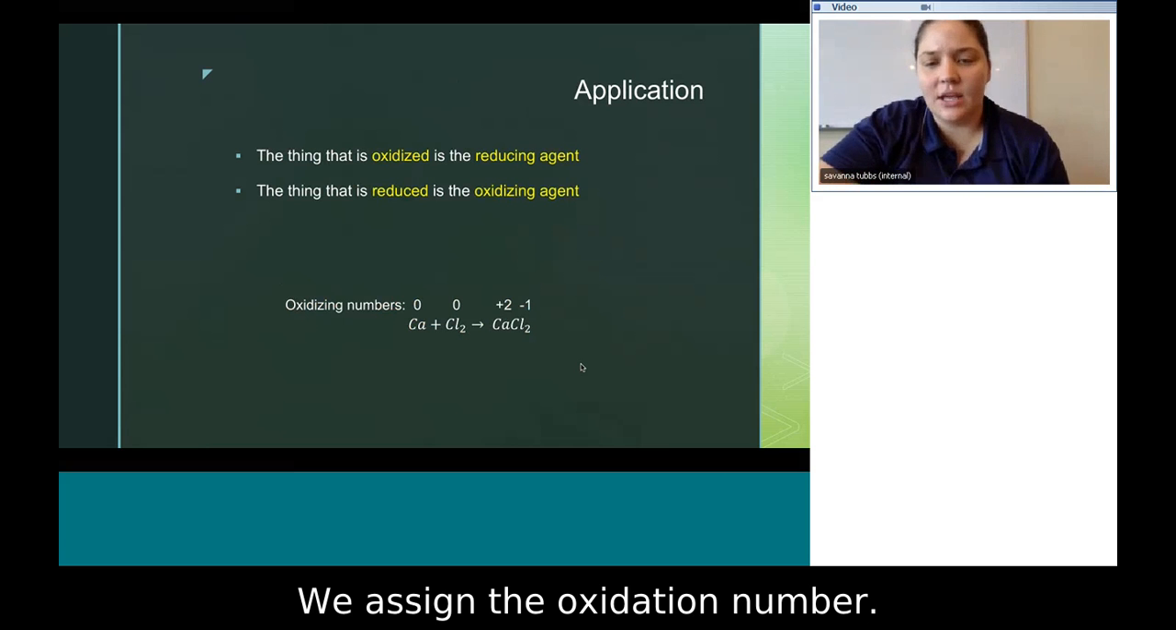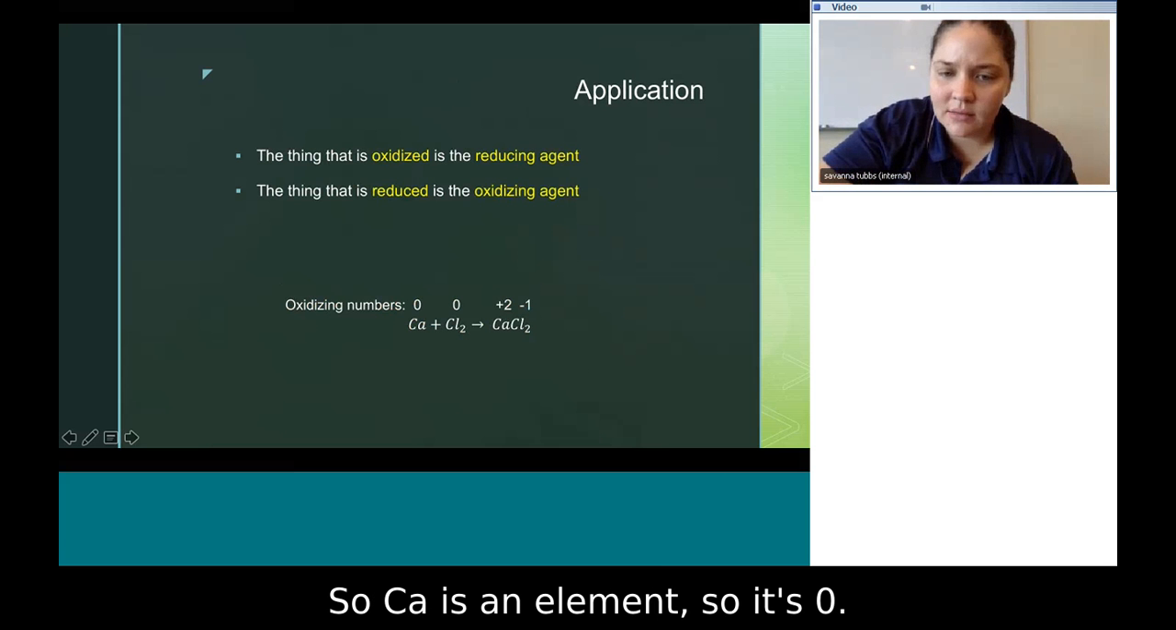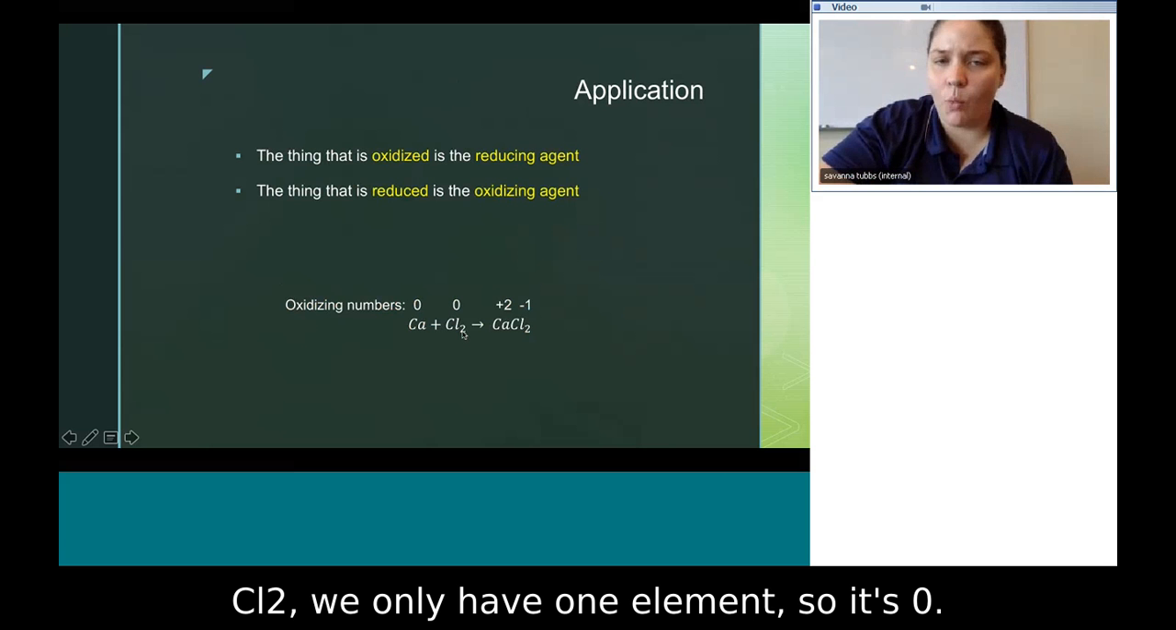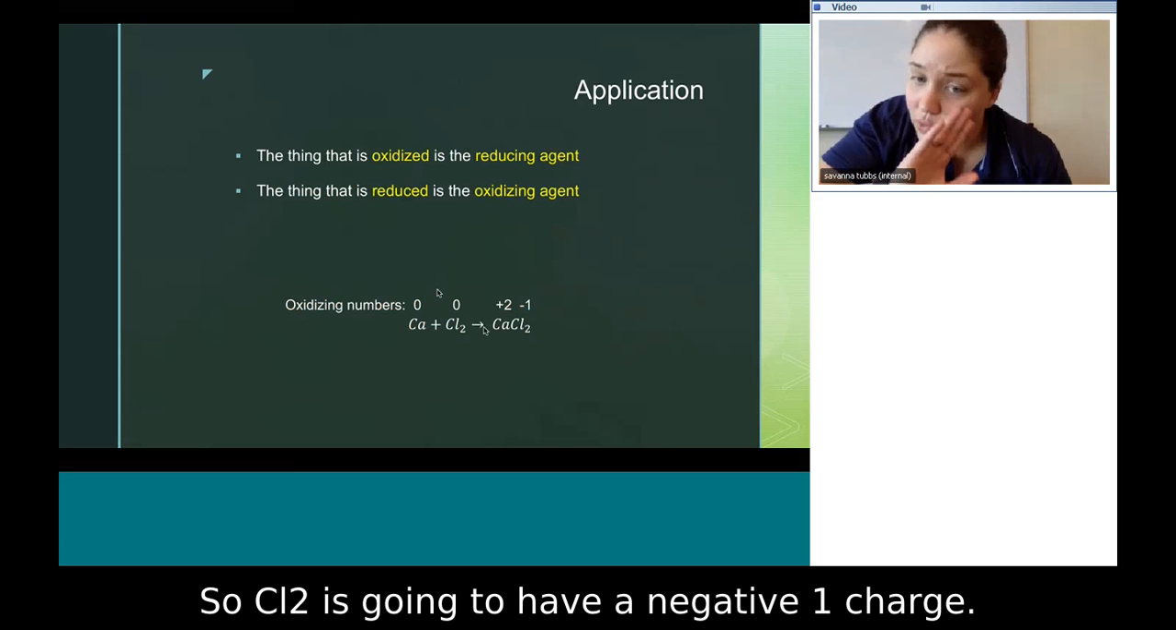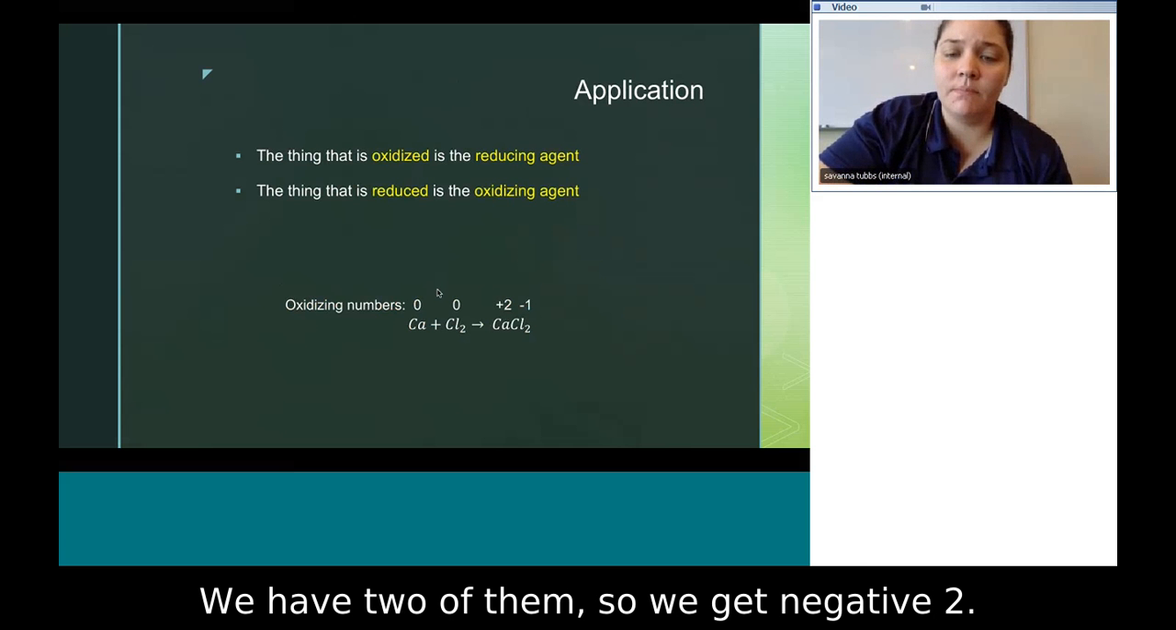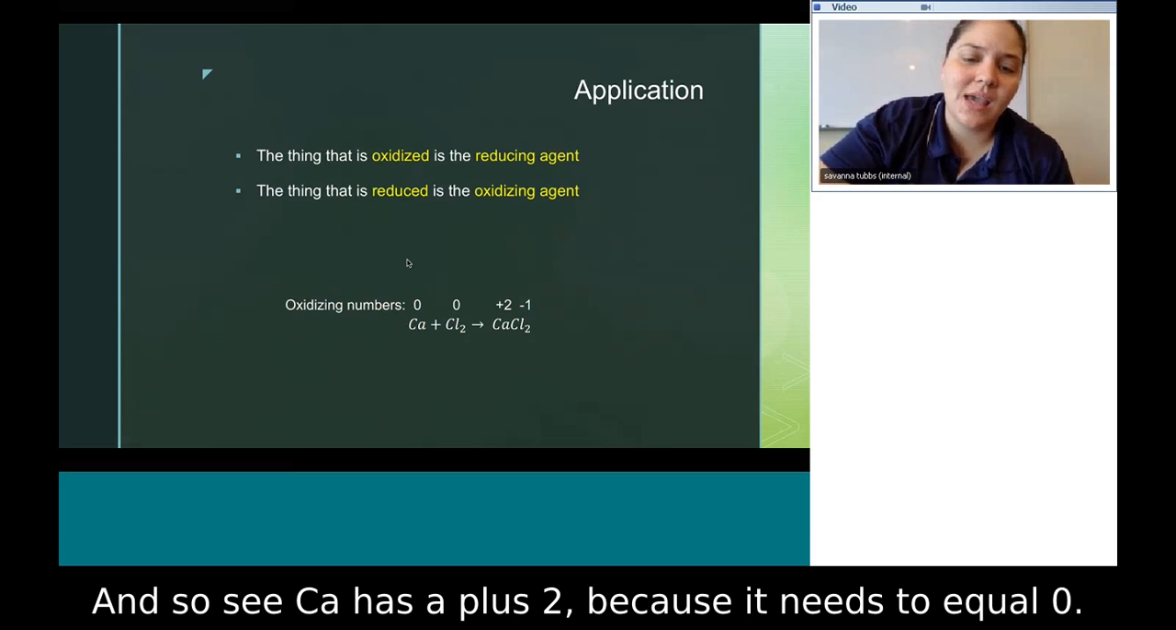We assign the oxidation numbers. Ca is an element, so it's 0. Cl2, we only have one element, so it's 0. And then we go to our rules. So Cl is going to have a -1 charge. We have 2 of them, so we get -2, and so Ca has a +2 because it needs to equal 0.